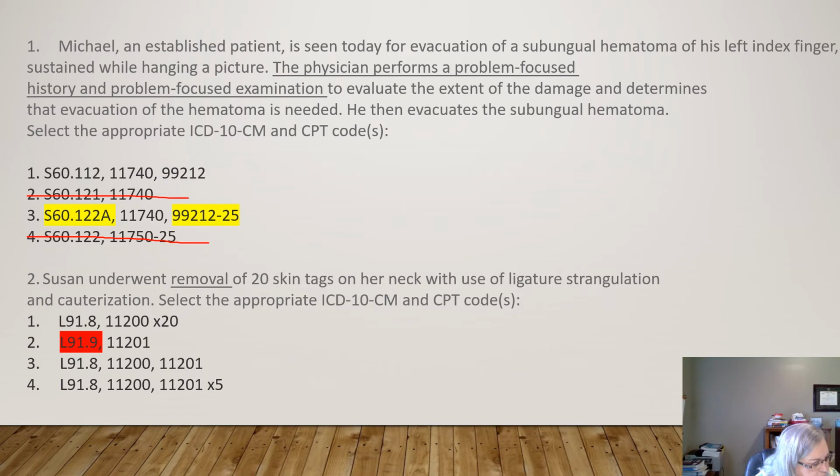Separately identifiable evaluation and management service by the same physician or other qualified healthcare professional. So we're going to need that as well. So with knowing those two things, it automatically led my eye to go with C. So C would be the correct answer.